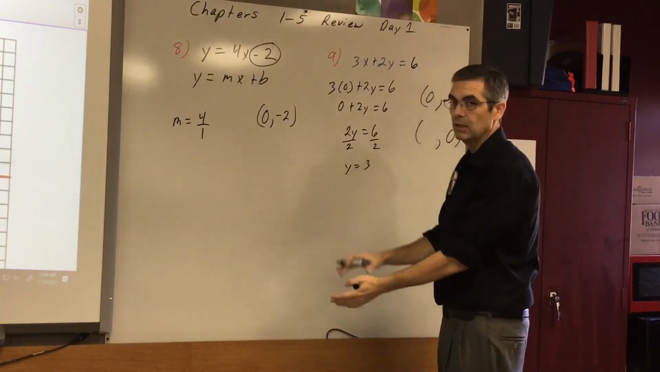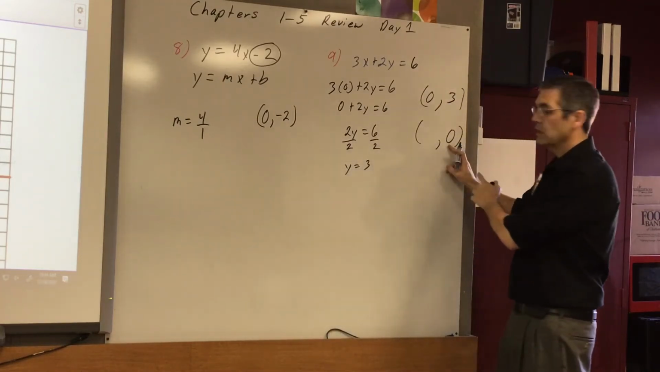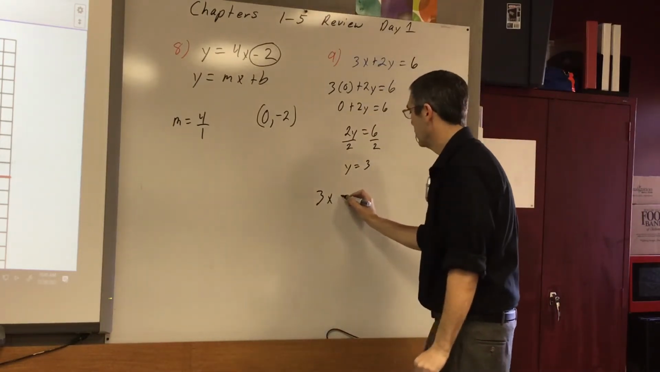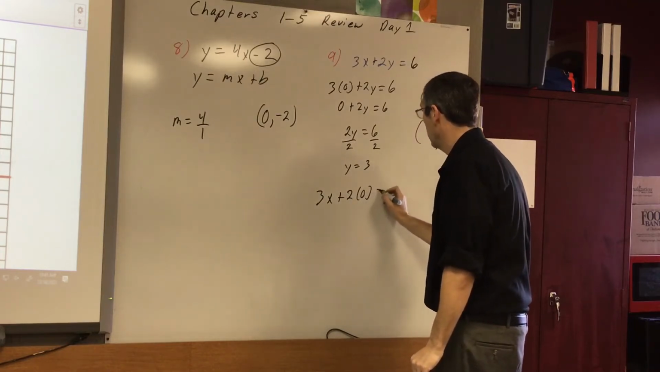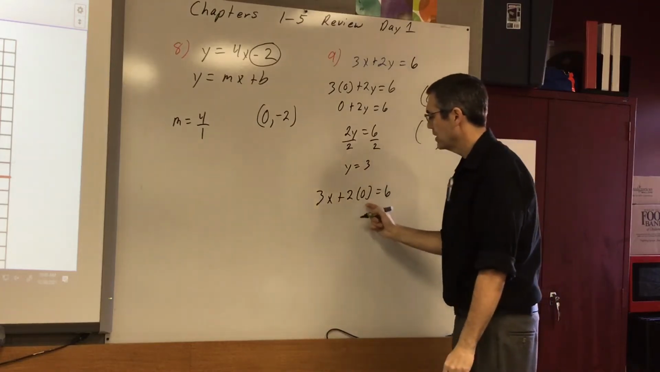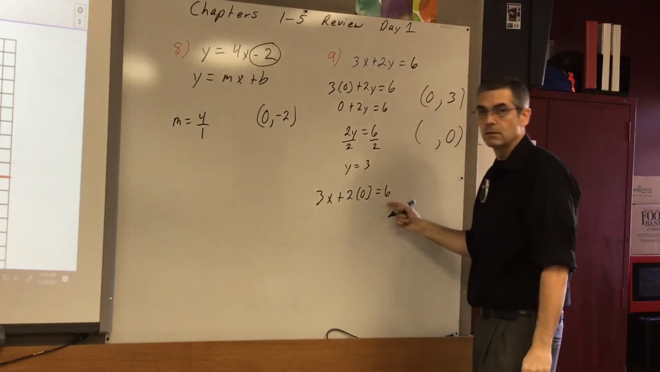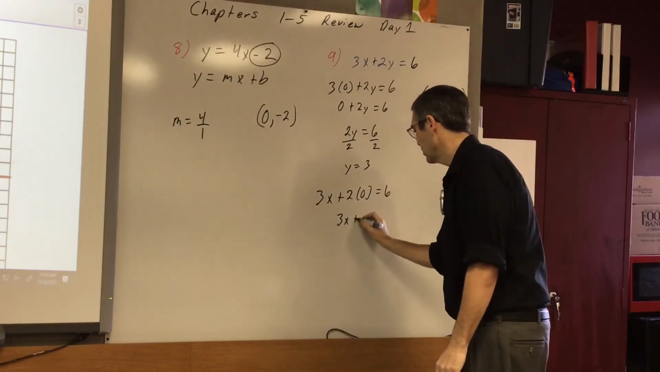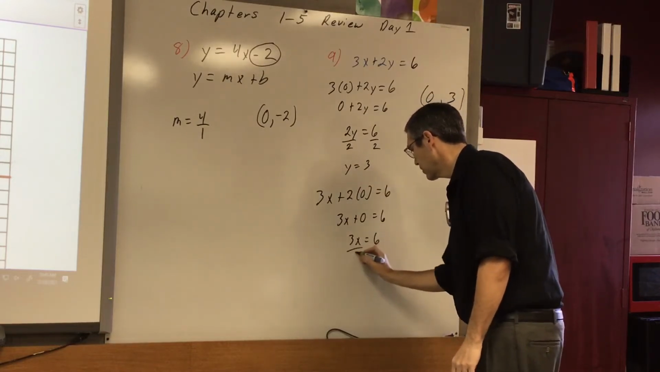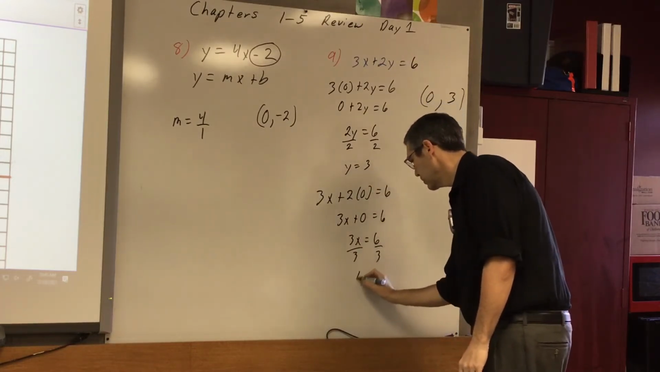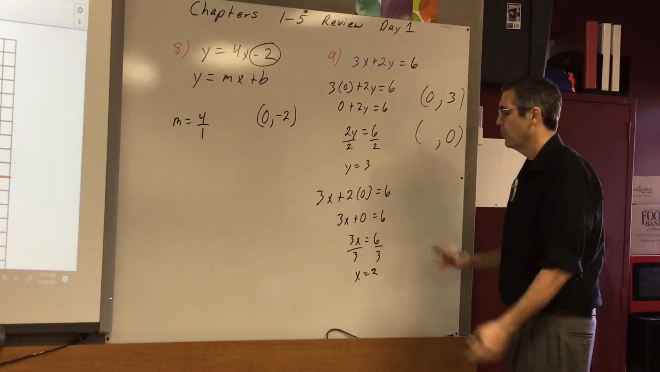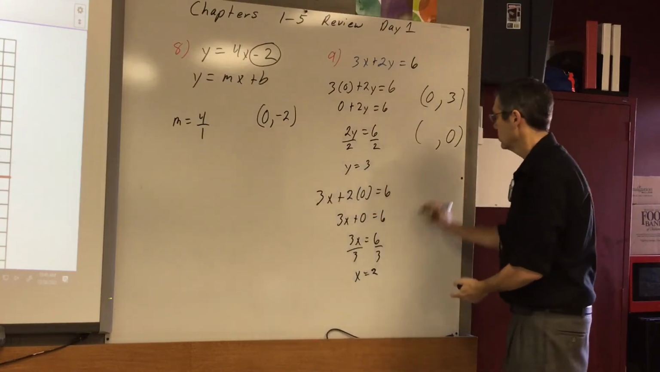Now you do the same thing, except now you're going to substitute in the 0 for the y. Okay, same thing, same process. 3x plus 2 times 0 equals 6. Now, once you get good at this, you're going to realize, oh, well, so what this does is this leaves me with this and this. Okay, so 3x plus 0 equals 6. 3x equals 6. Divide by 3. Divide by 3. X equals 2. Okay? So again, what this says is that when y is 0, x is 2.